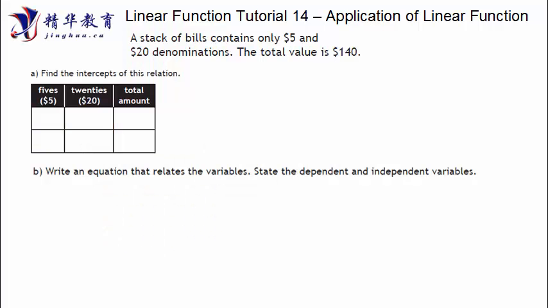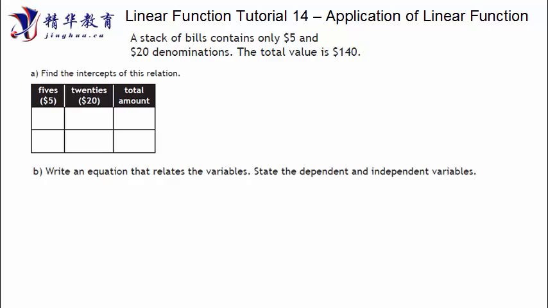I'm Steven. In this video, we're going to talk about linear functions part 14, which is application of linear functions. There are some useful general forms for word problems, because sometimes if we're dealing with two different things that are related, the general form is a good choice. Let's see a question here.